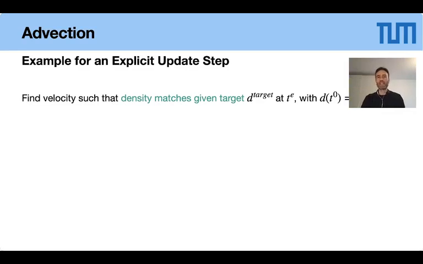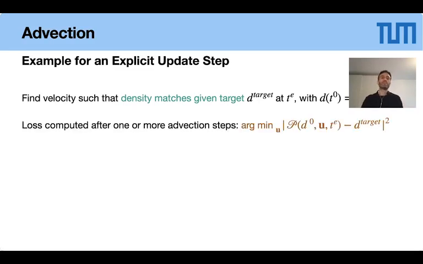So the density state d target should be matched at the end time, and we're starting at t0 with some initial density d0, indicating our initial configuration. Now we need to somehow evaluate how well we're doing at the end time. In the simplest case, we can do that with an L2 loss. So we're computing the L2 difference between this target state and the final state of our simulation.